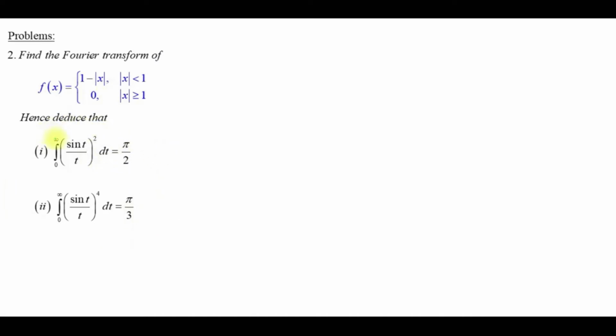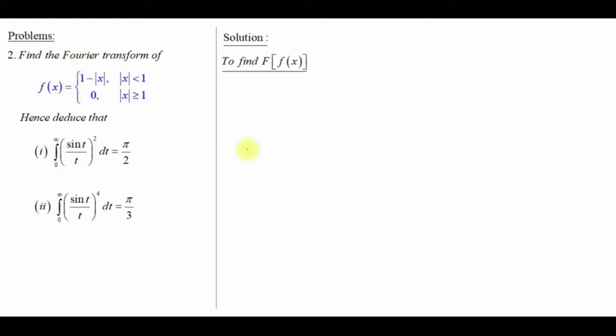So for the deduction, we have to apply either the inversion formula or Parseval's identity. If the deduction is similar to the Fourier transform of f of x, then we have to apply the inversion formula. If the deduction is similar to the Fourier transform of f of x whole square, then we have to apply Parseval's identity. First, we need to find the Fourier transform of f of x.